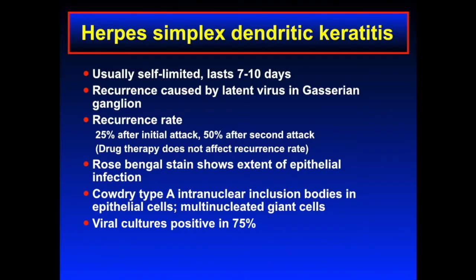Herpes simplex dendritic keratitis usually is self-limited. The primary infection is within the corneal epithelial cells. You have problems because you can get recurrence caused by a latent virus infection in the Gasserian ganglion. You tend to have recurrences, and the more recurrences you have, the more recurrences you have. In the initial stages, you see Cowdry type A intranuclear inclusions in the epithelial cells, and viral cultures may be positive.